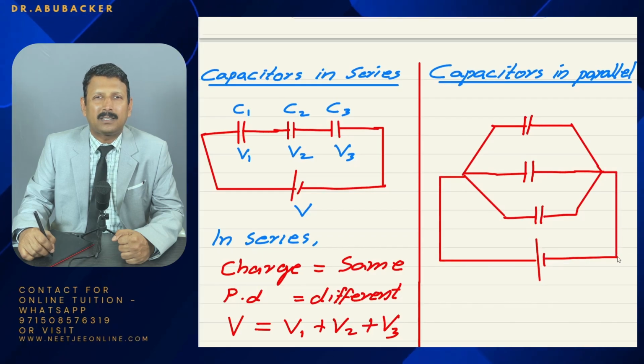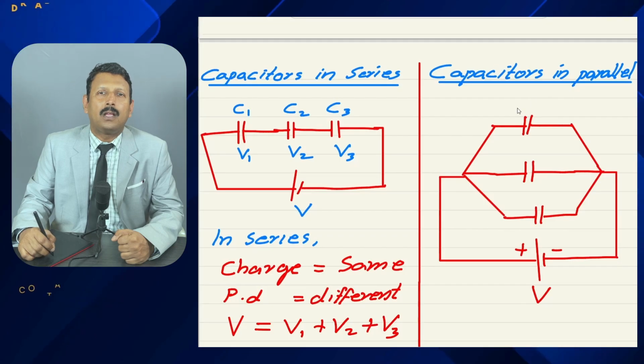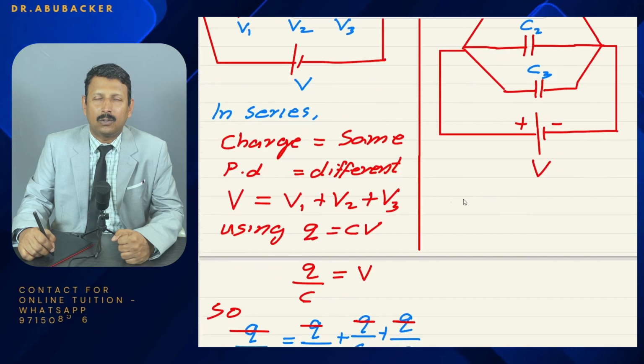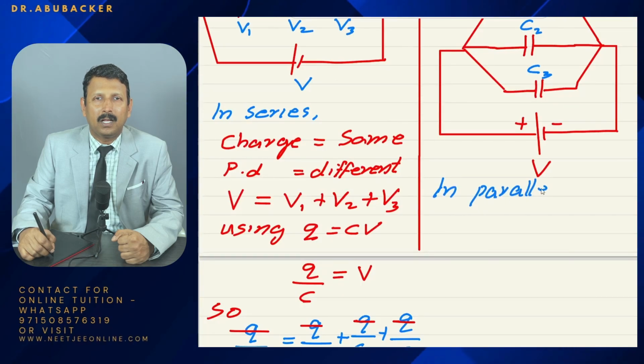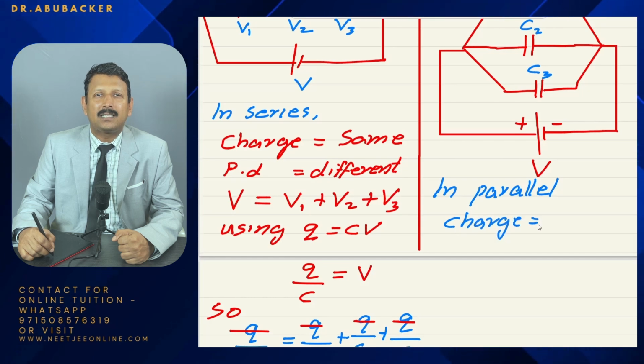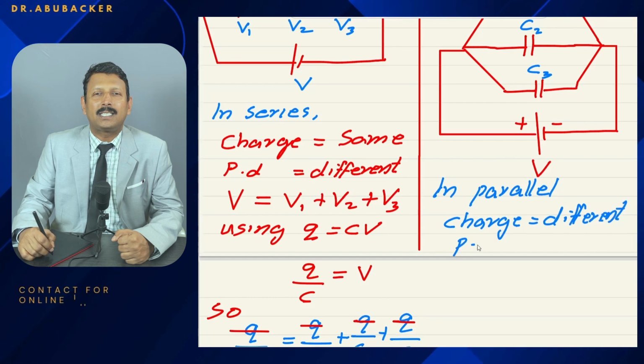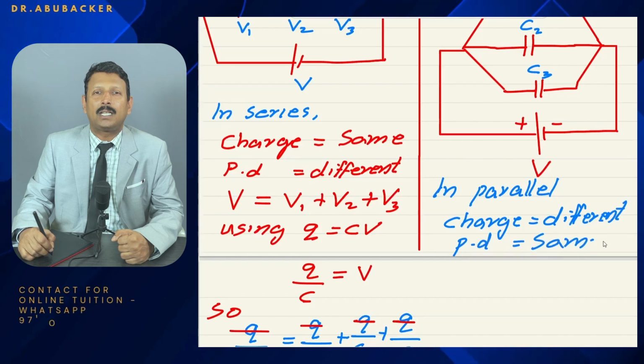The same picture we used in grade 10 for resistance, this is for capacitors. What is different we want to write? You know that parallel connection is a connection where the potential difference will be the same. So in parallel connection the charge is different. Series connection charge is the same, parallel connection charge is different, but potential difference is the same.